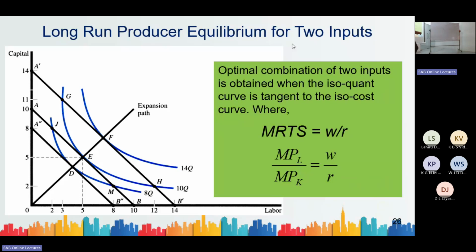We can simplify it further by applying cross multiplication. MPL into R equals MPK into W. MPL divided by W equals MPK divided by R. By applying cross multiplication, based on this expression, we derive a new expression, and this new expression is more economically meaningful.